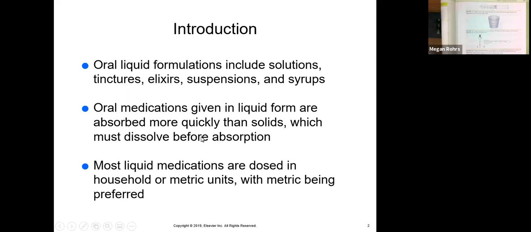Most liquid medications are dosed in either household or metric units. In the pharmacy, we prefer the metric system. So if you ever get an order from a physician that is written in household units, we need to make sure that the SIG for our patient is listed in metric units. So we will have to be using the conversions that we took a look at last week.